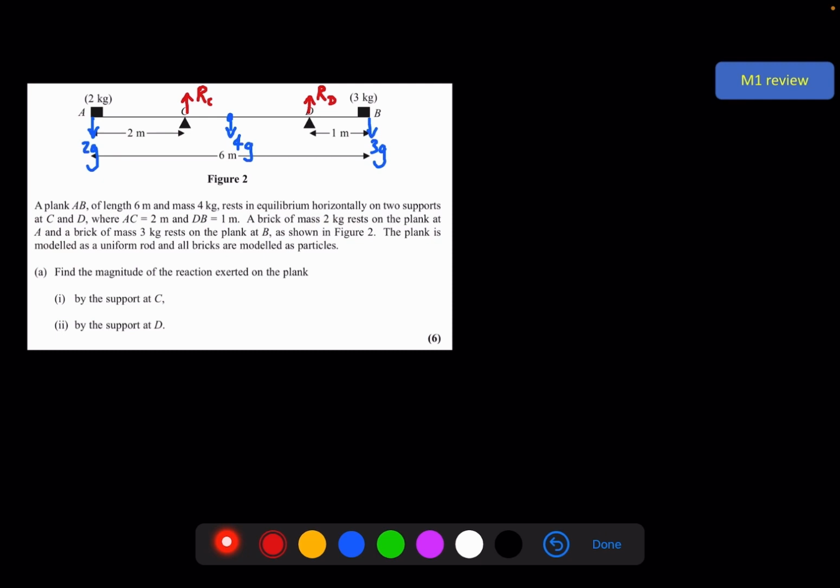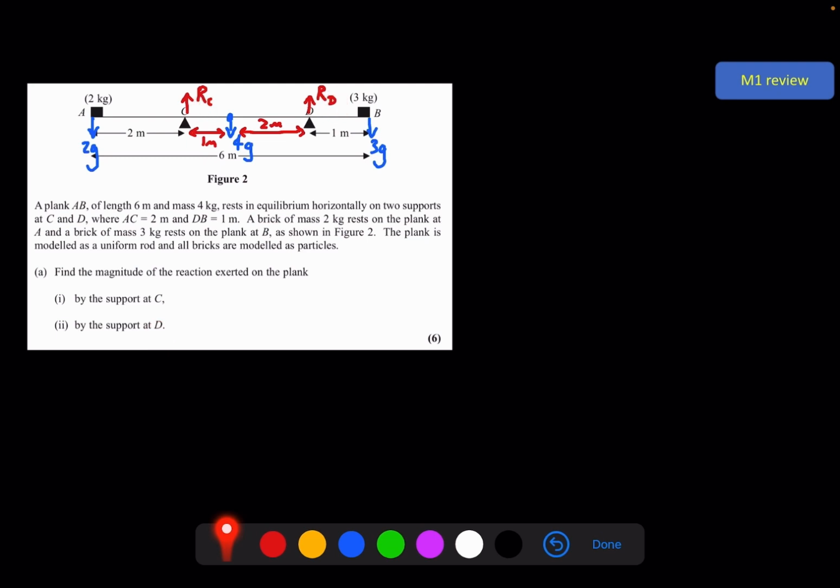A little more information I'm going to put on the diagram, even though it's pretty obvious. This distance here is obviously 1 meter. And this distance here must be 2 meters. Okay, I think I'm ready to attack this question. Find the magnitude of the reaction exerted on the plank by the support at C and by the support at D. Okay, so we're just going to find these two values here.